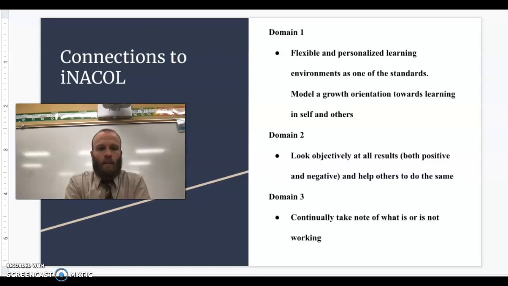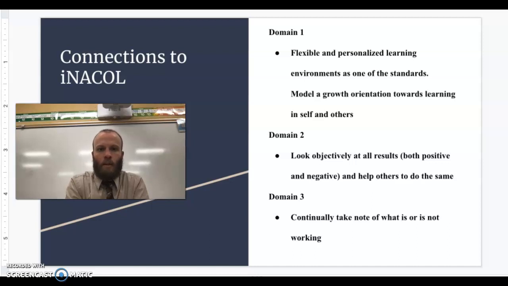Finally, some connections we can make here to the different domains. So first of all, in domain 1, I pull out flexible and personalized learning environments as one of the standards. We need to make sure that we're modeling a growth orientation towards learning in self and others. So again, making that learning piece flexible, allowing students to personalize it to something that more suits their strengths, and using that when they are responding or posting or completing different assignments in the online classroom.